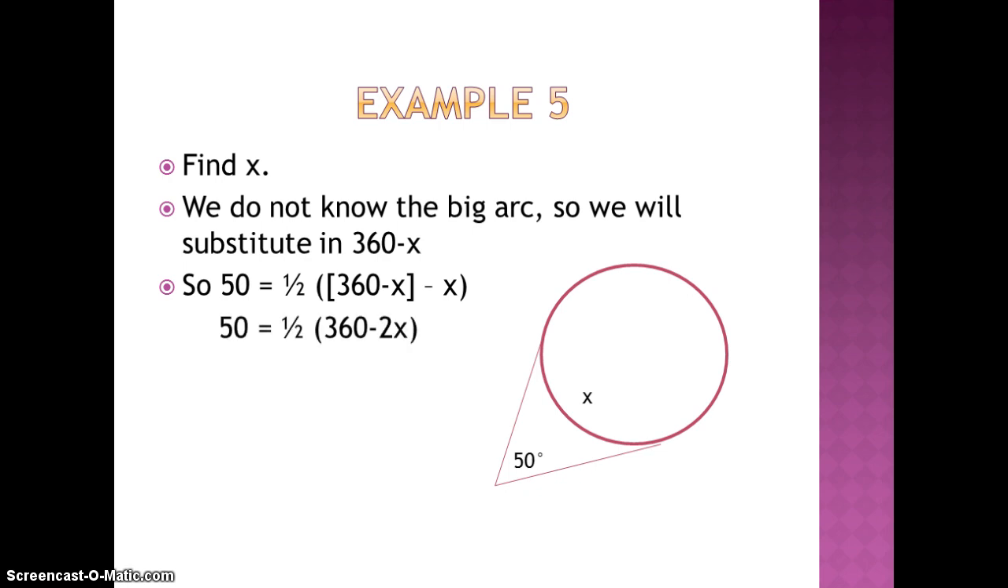50 equals 1/2 of 360 minus 2x. 100 equals 360 minus 2x. Negative 260 equals negative 2x. And x equals 130.